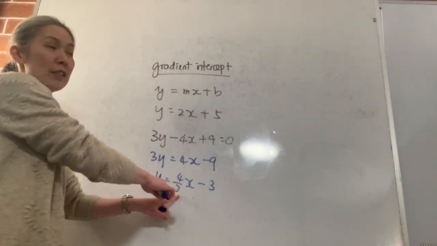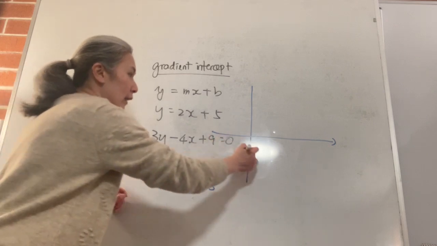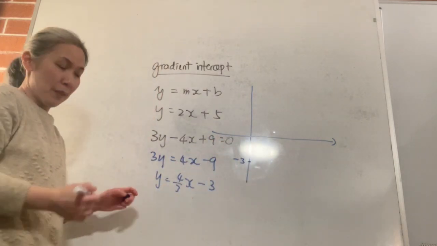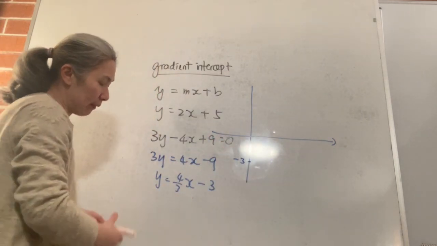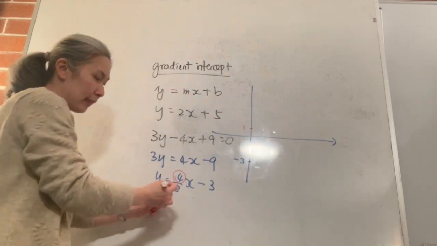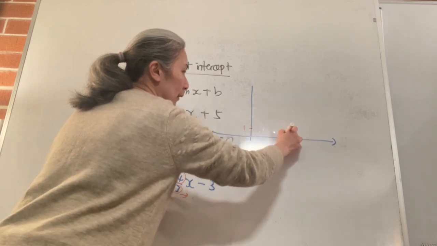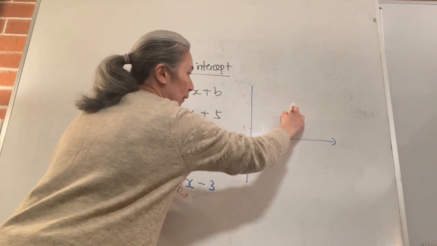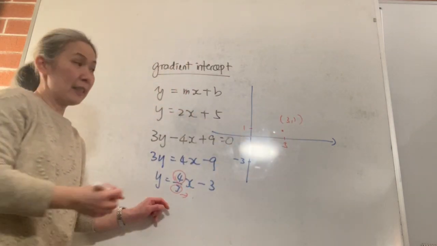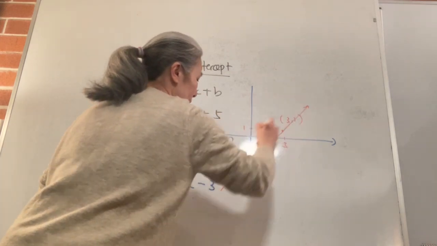So if I sketch this graph, remember how do we sketch it? We put this number in, minus 3 in here, and then I go up by 4, which is going to give you 1, and then I go across by 3, which is this point. Is it okay? Yep. So that means my line has to go through this one.